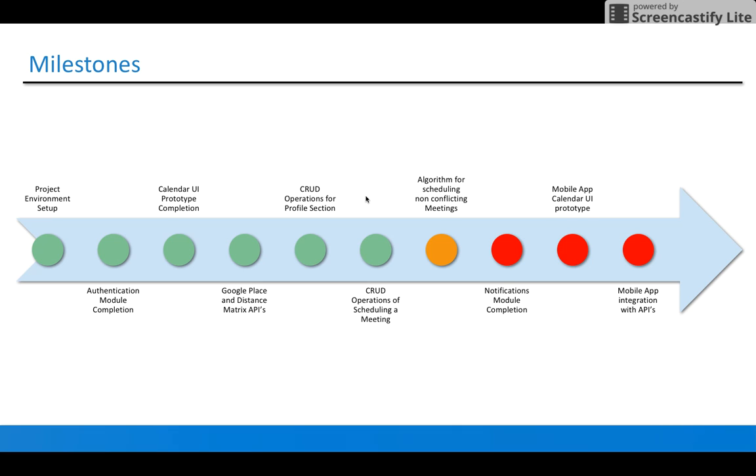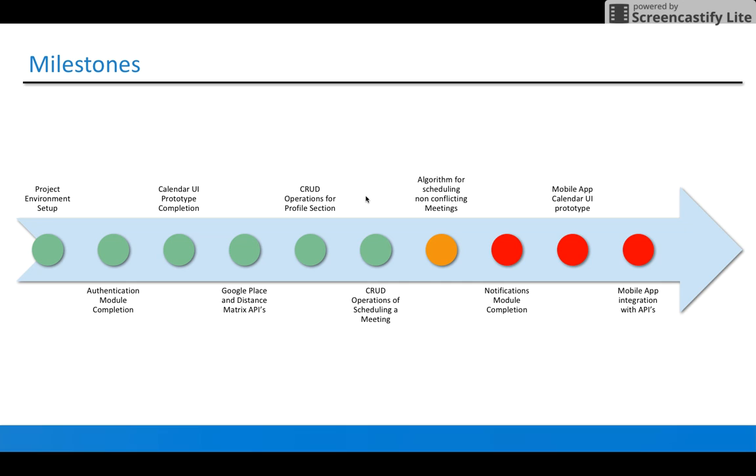The algorithm for scheduling non-conflicting meetings is at the moment under progress, and it is very naive. We are detecting meetings which are directly clashing with each other. For example, if there's a meeting from 7 to 8 p.m. and you're scheduling another one from 7:30 to 8:30 p.m., it's a direct conflict. So it's not taking into account travel time. That's the nature of the algorithm at the moment. We have to build on that algorithm and try and incorporate more scenarios.